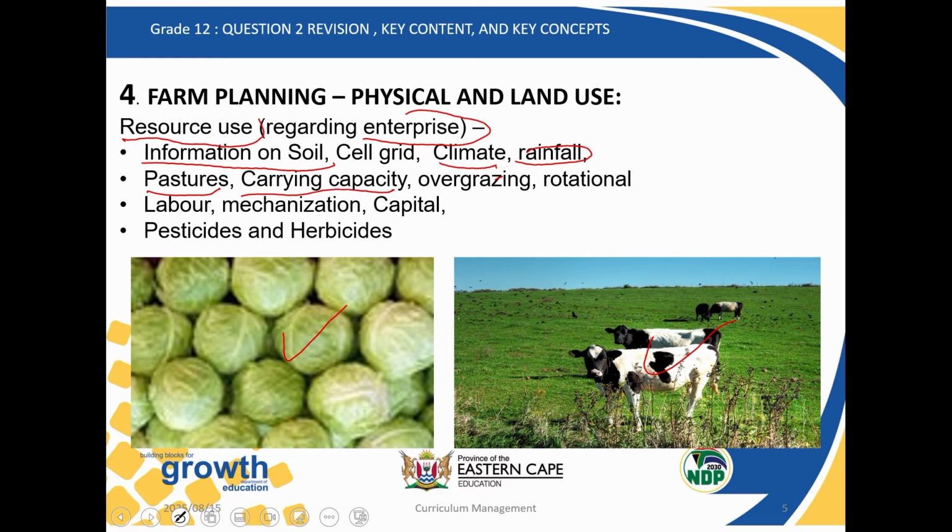In other words, in your planning, you should factor in how many animals do you have. Do you have enough land so that as you use that land, it is accommodating a sizable number of animals. That's where the issues of carrying capacity comes in, the issues of overgrazing comes in, rotational grazing comes in. Land usage, that is very, very critical.